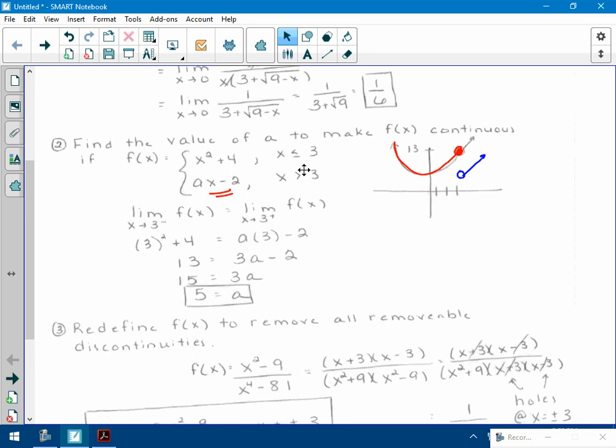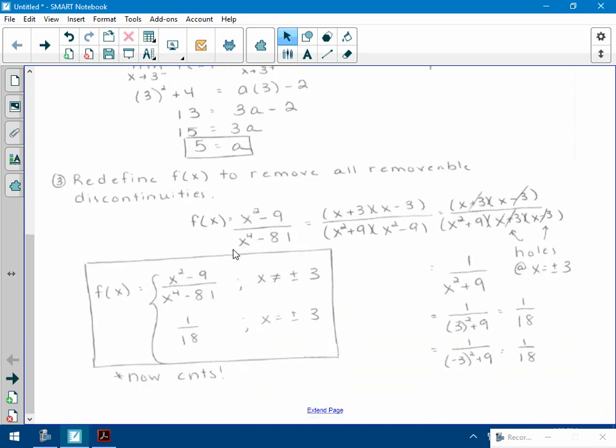Okay, so the only problem is at 3. So we need the limit as I approach 3 from the left of this function to equal the limit as I approach 3 from the right. And as I approach 3 from the left, I'm using the top equation. So that's why I plugged 3 into that, 3 squared plus 4. 3 from the right is going to be using this bottom equation, so plug 3 into that, a times 3 minus 2. That gives us an equation to solve. 13 equals 3a minus 2. A is 5. And if a is 5, these are going to match up exactly like we want them to.